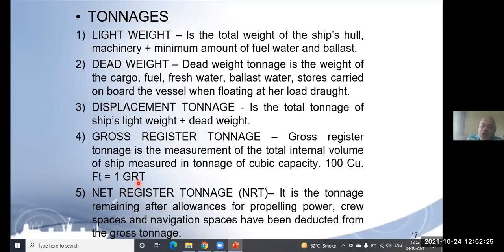It is volume converted into equivalent tonnage. For payments, when a ship goes into port, or goes through the Panama Canal or Suez Canal, you have to pay some fees, and those fees are paid as per the GRT of the ship. So for that purpose, this GRT concept is there.